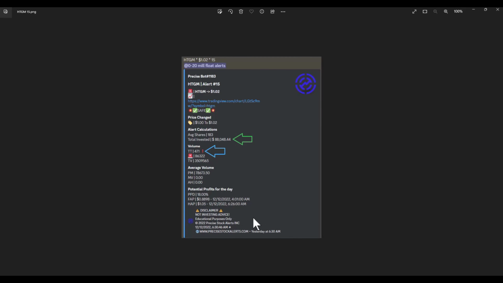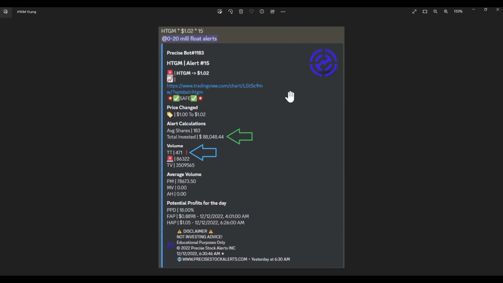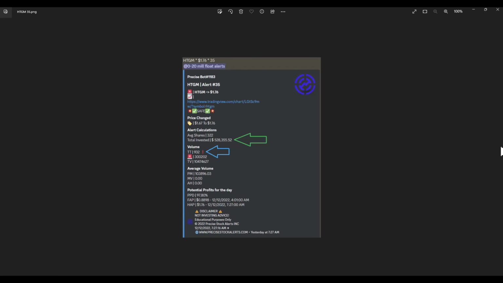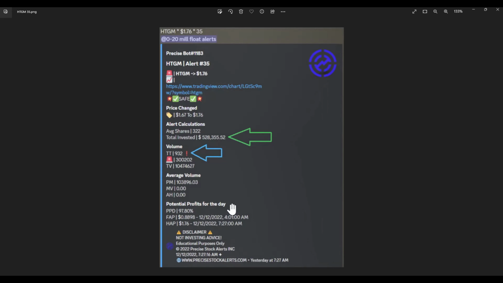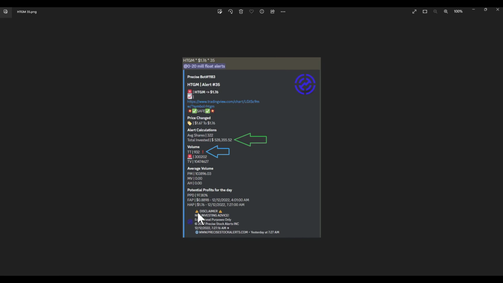And if we look at HTGM from 4:01 all the way till 7:27 a.m., it ran 97.8%. And as shown in the video, you could have made 30-40% multiple times. It's not just a 0 to 97%. You could have did that 3-4 times, which would have equaled out to 120%. That's all I have for as far as the strategy goes.